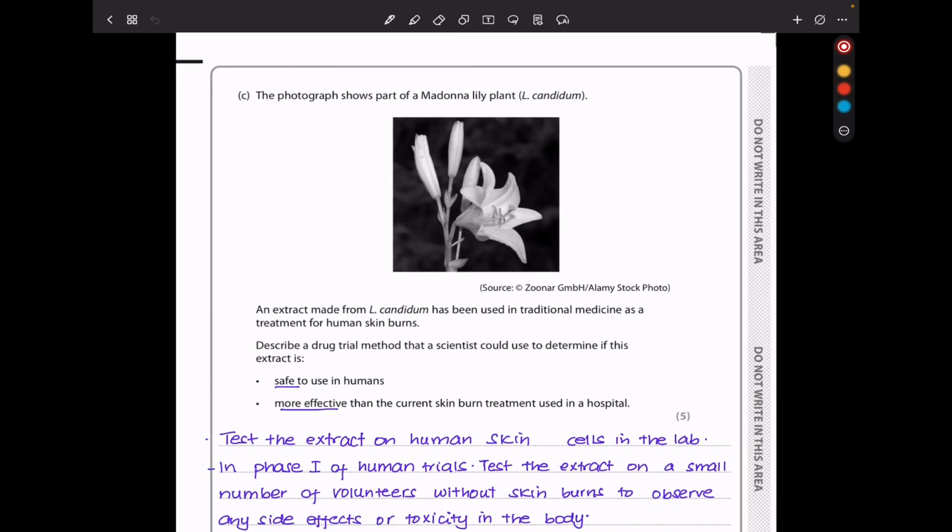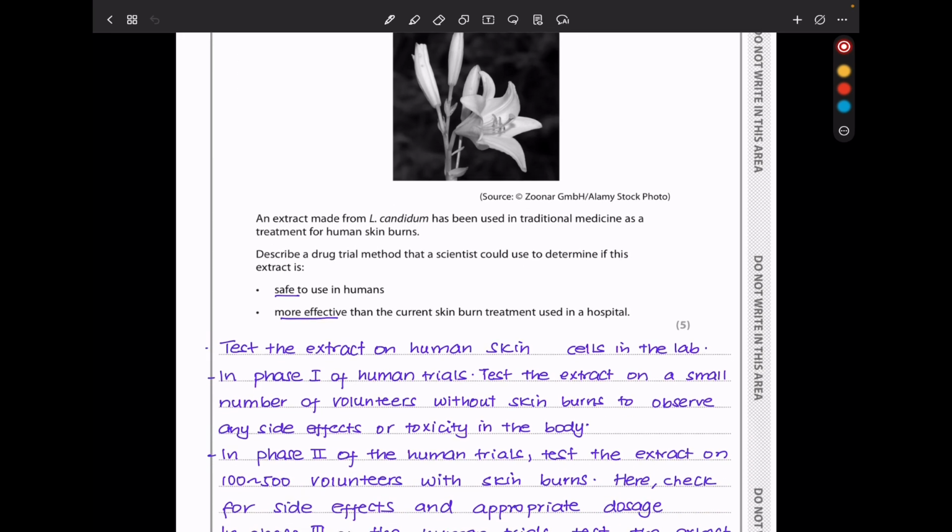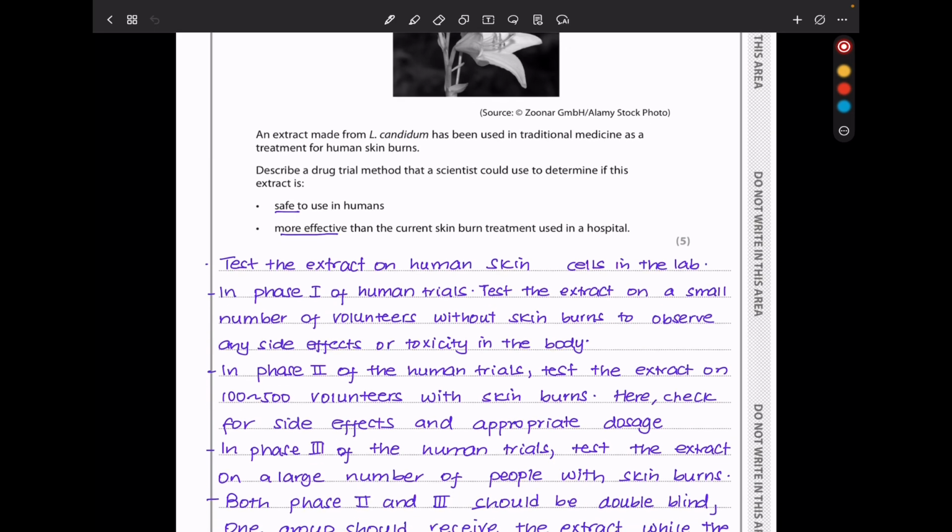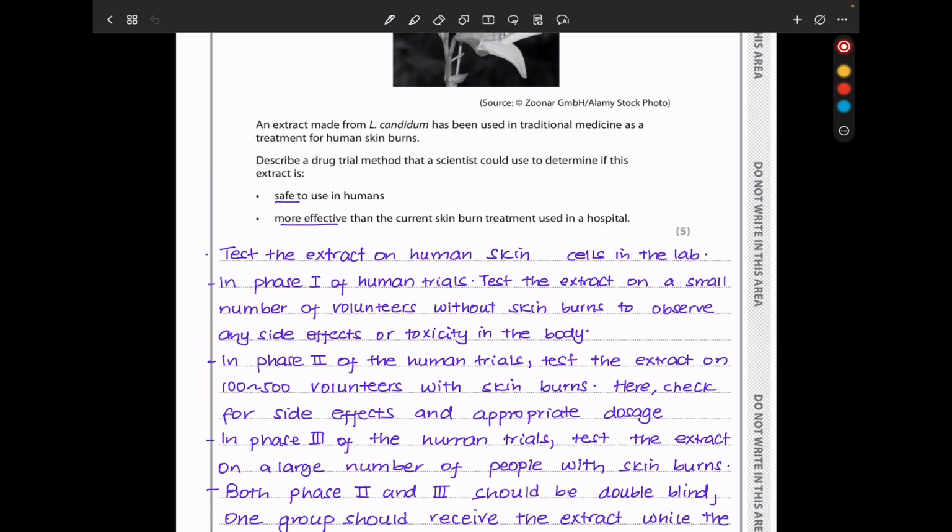In part C, the photograph shows part of a Madonna lily plant, which is this one here. They say an extract made from L. candidum has been used in traditional medicine as a treatment for human skin burns. Describe a drug trial method that a scientist could use to determine if this extract is, number one, safe to use in humans. So here they could do preclinical trials by testing on human skin cells in the lab before transitioning into humans. And then they say more effective than the current skin burn treatment used in a hospital.